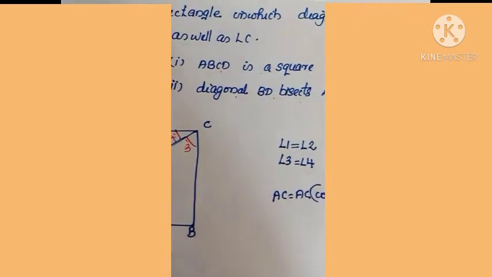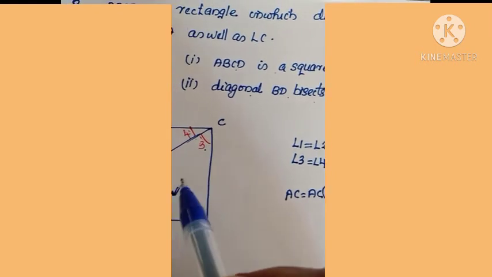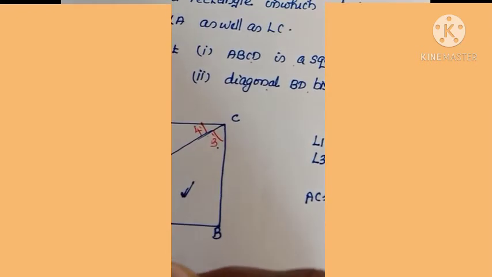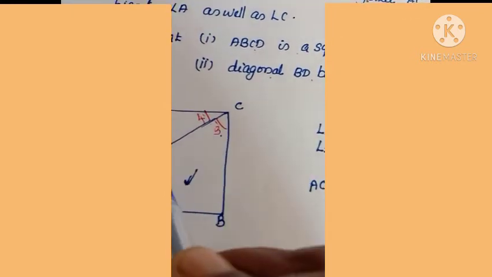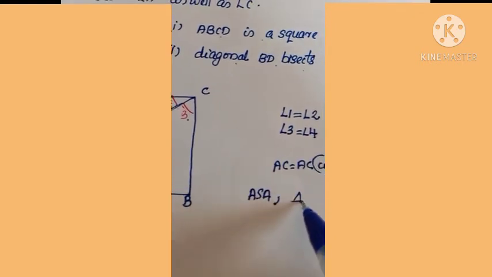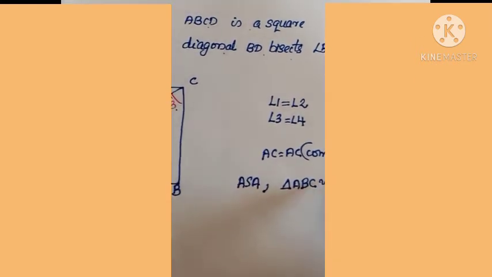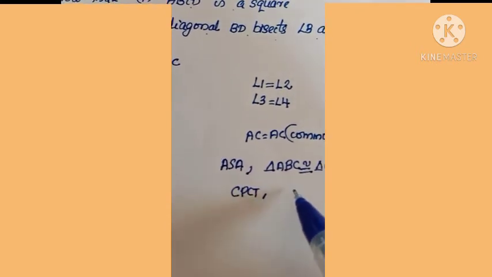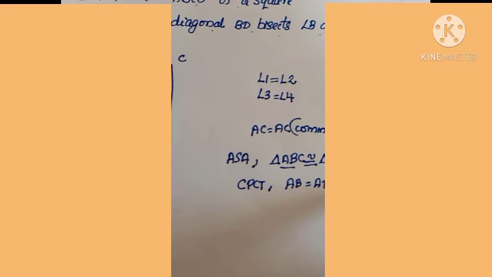Angle 1, angle 3 and AC side belong to triangle ABC. Angle 2, angle 4 and AC side are contained in triangle ADC. So we have two angles and the included side. Therefore, by ASA congruence rule, we can say that triangle ABC and triangle ADC are congruent to each other. Now, apply the CPCT rule here. By CPCT, AB side is equal to AD side. Put it as equation number 1.